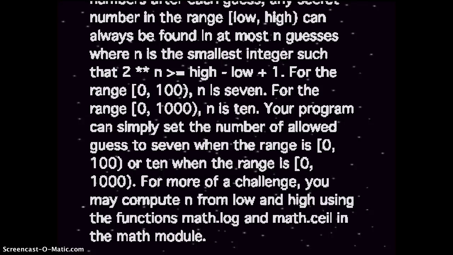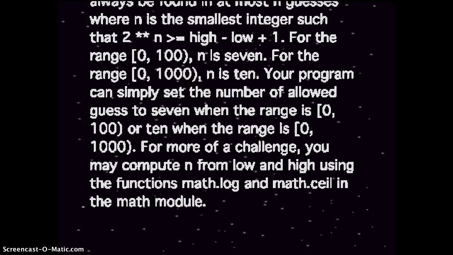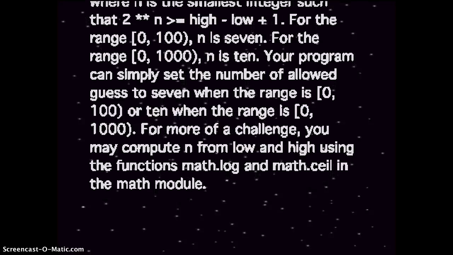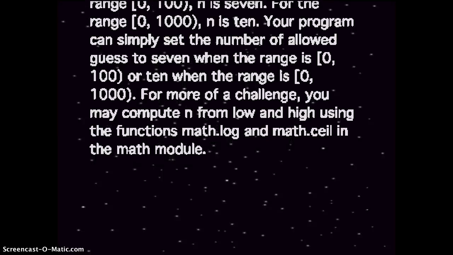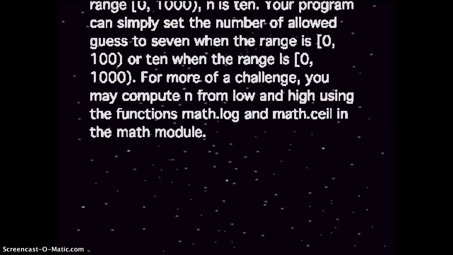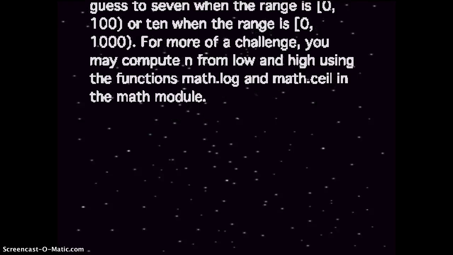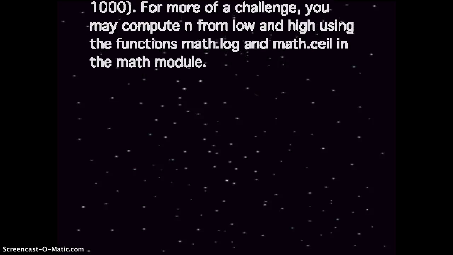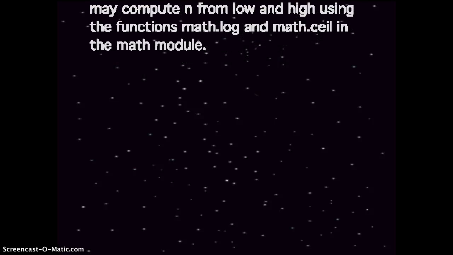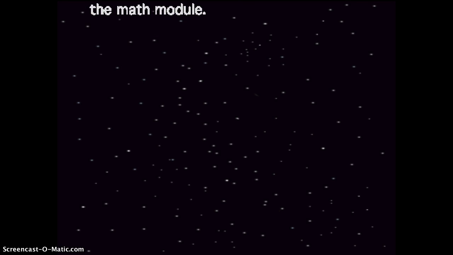Now, the instructors go on to tell us that when the range is 0 to 100, n is 7, and when the range is 0 to 1000, n is 10. And we could use those numbers in our program, but how did the instructors get those values? They don't really tell us, but they do say that for more of a challenge, we could compute the value of n using math.log and math.ceil from the math module. And really, who could resist a challenge?